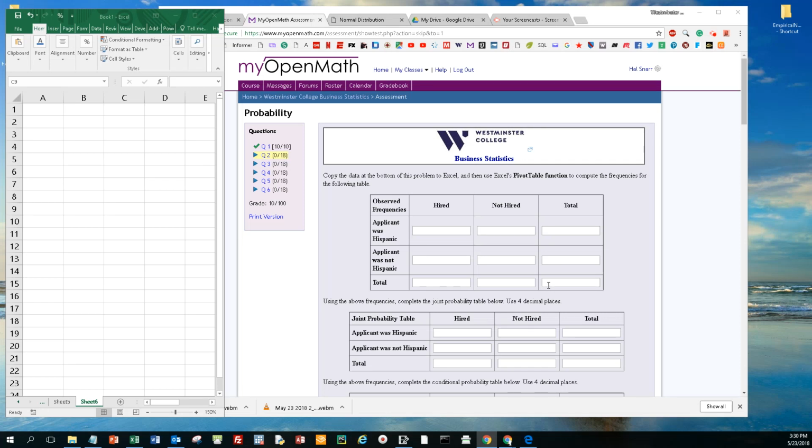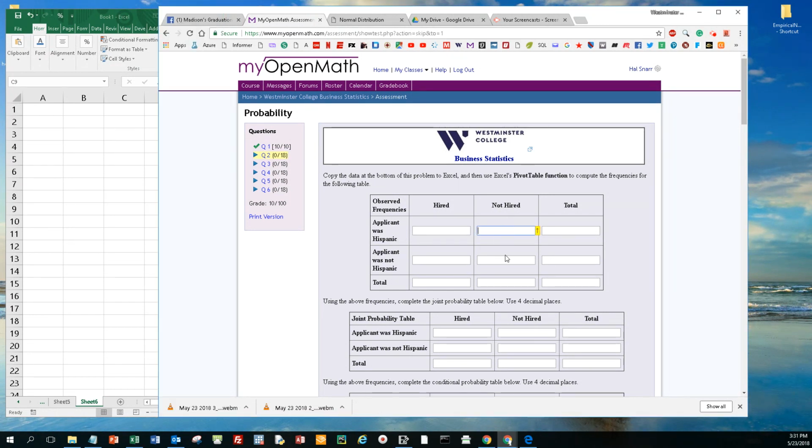In this video, we're going to create several tables. The first one is a pivot table, and it basically has the frequencies of people who are hired and Hispanic, not hired and Hispanic, not hired and not Hispanic, hired and not Hispanic, total Hispanic, total not Hispanic, total hired, total not hired, and then total in the sample.